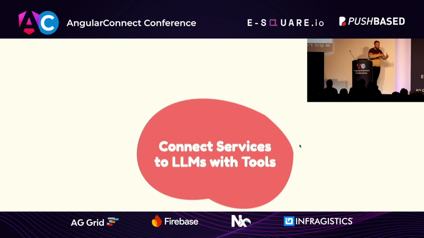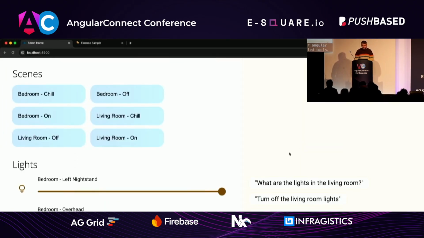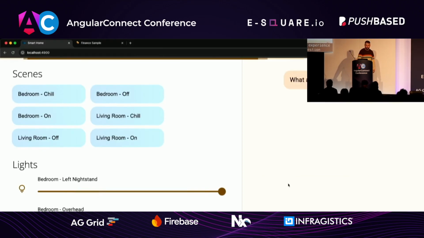So predictions and suggestions, that gets us part of the way there. But what if we want to let LLMs take action on behalf of our users? Well, with Hashbrown, we can actually connect our Angular service layer to LLMs with something called tools. What this lets me do is I've got a chat experience here on the right, and I can ask a question like, what are the lights in the living room?